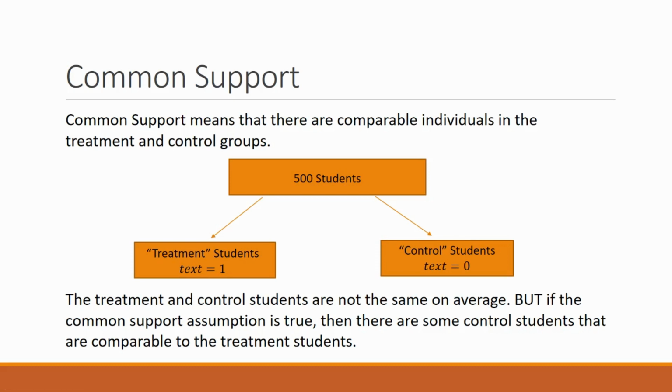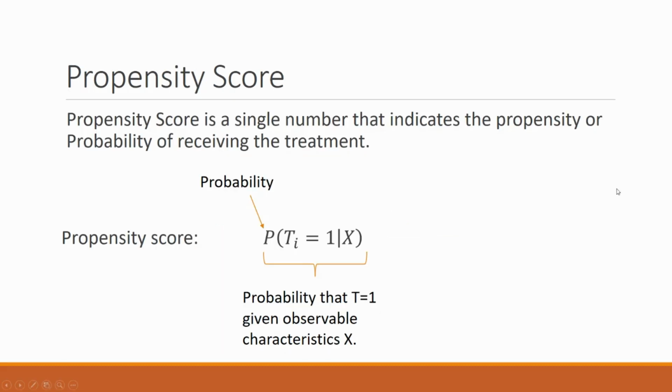Now I just want to make clear what the propensity score is. I'll make this even more clear in a moment. The propensity score is a single number that indicates the propensity or probability of receiving the treatment. All right, so this is a stylistic way of saying it. The propensity score is the probability that one of the individuals in your data set will be in the treatment group. So that means textbook equals 1, or whatever the treatment variable is equals 1, conditional or given the observable characteristics. All right, so it's the probability of being in the treatment group conditional on all these observable characteristics.